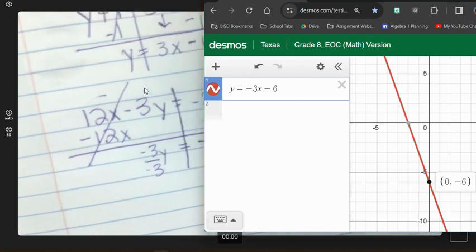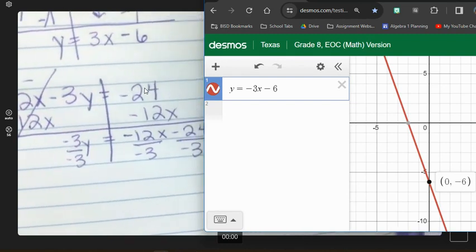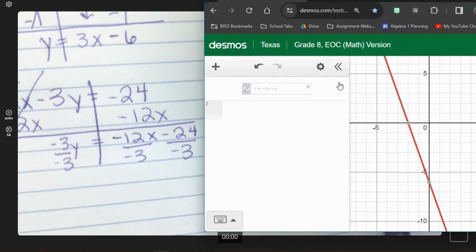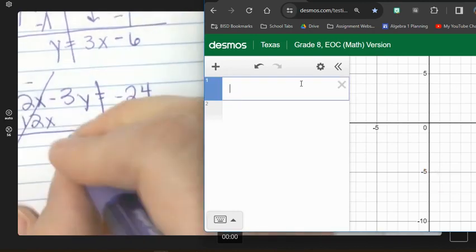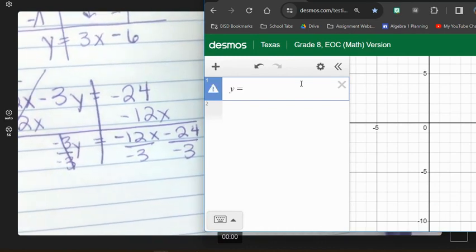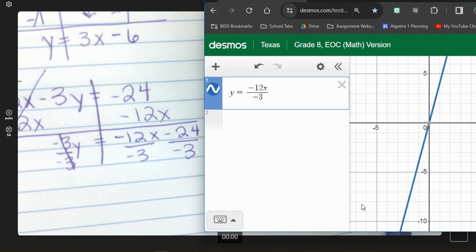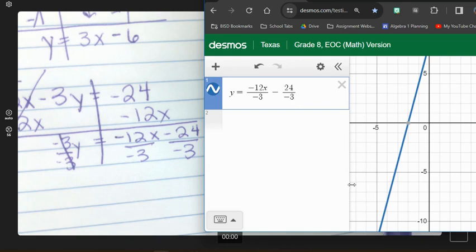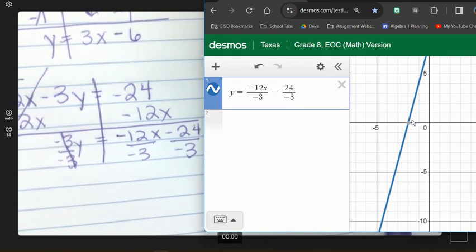So I do want to look at this with y'all. So let's go to Desmos and let's type it in. So that cancels out. So we're just going to put in y equals. I need a fraction. So I'm going to put in negative 12x over negative 3. And then minus, I need another fraction, so hit the slash. On top is 24. On bottom is negative 3. So that's the equation I put in. Then I can find everything I need to find.